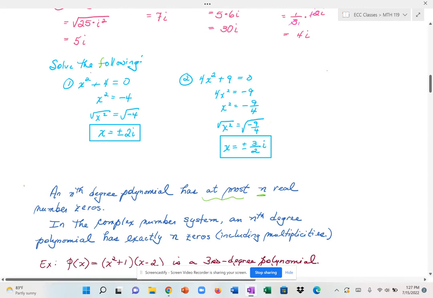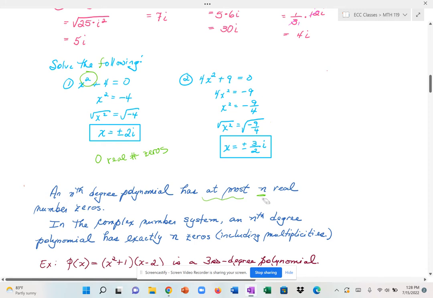So in this case, this was a second degree polynomial. I had 0 real number zeros. There were none because they were both imaginary. So at most means that I would have gotten 2 or less real number zeros.